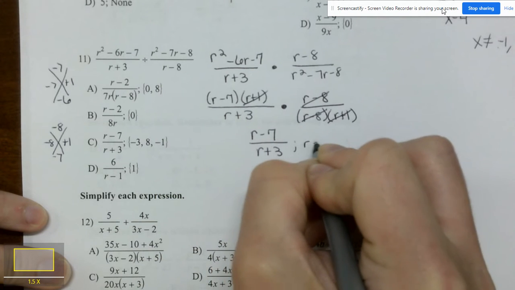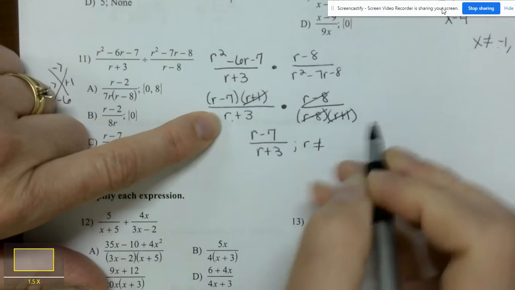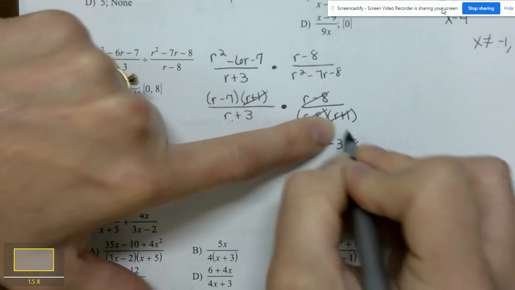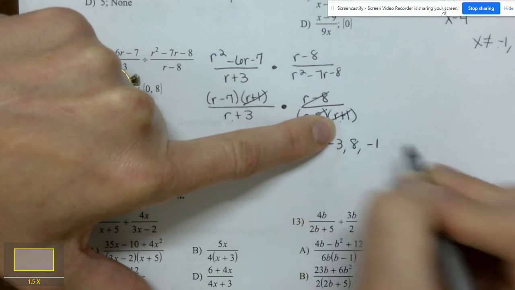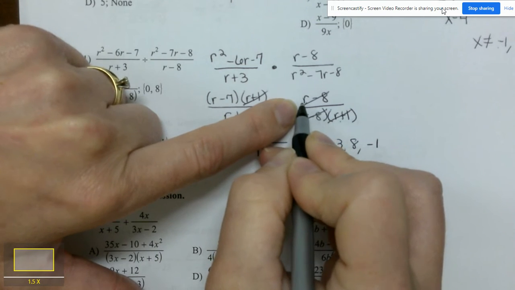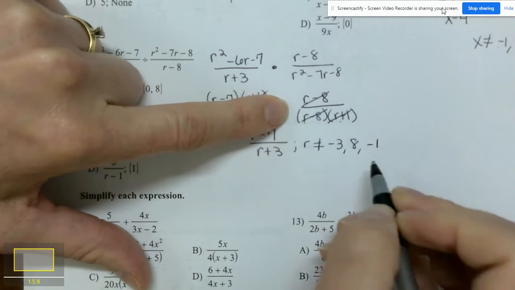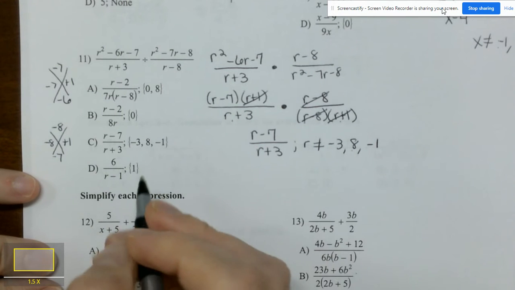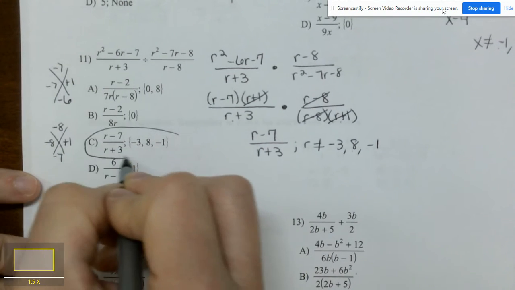For our restrictions, r cannot equal: for this one, it would be -3. For this one, it would be 8. For this one, it would be -1. And then this numerator, because that was originally a denominator, would be a +8, which I've already listed. So if we come over here, our answer choice is C.